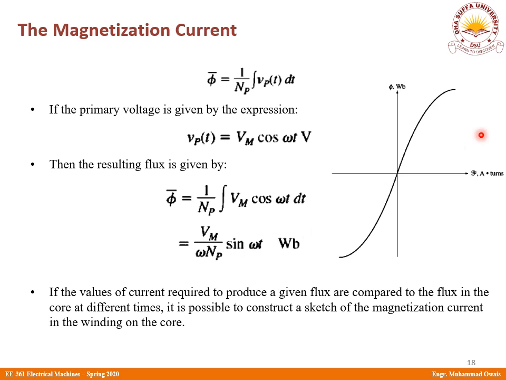Now here you can also see the BH curve. The magnetomotive force is on the x-axis, while you have the flux on the y-axis. If the values of the current required to produce a given flux are compared to the flux in the core at different times, then we shall be able to have a sketch of the magnetization current in the winding on the core. This shall be shown to you in the upcoming slide.